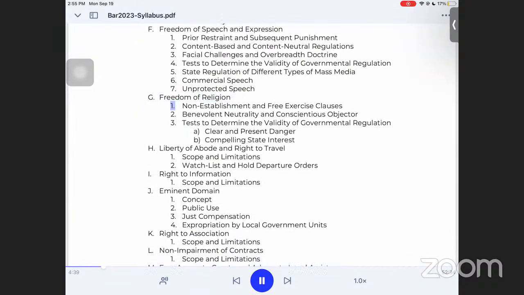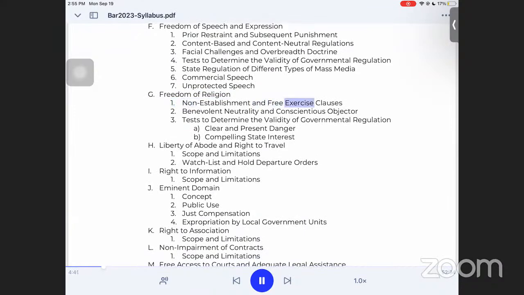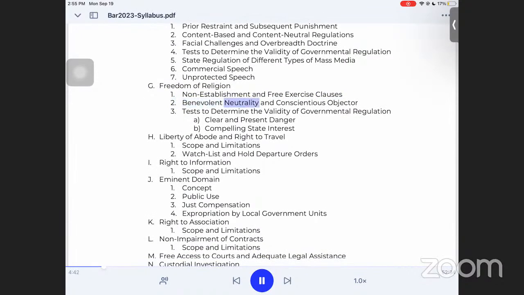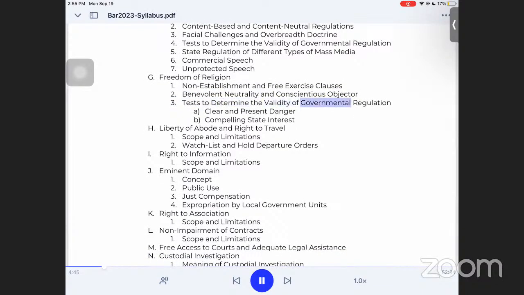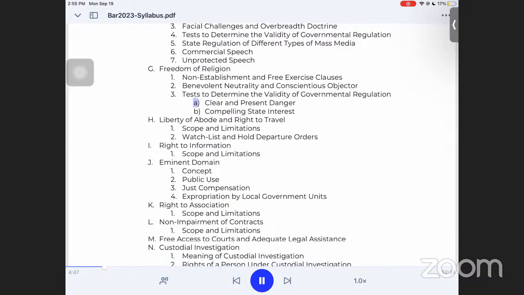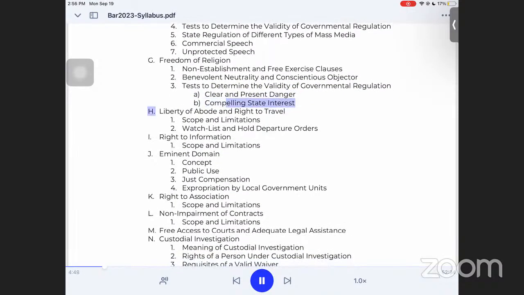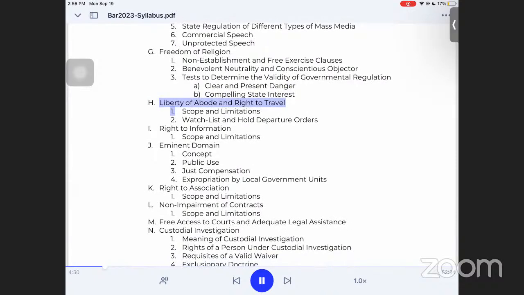G. Freedom of religion. 1. Non-establishment and free exercise clauses. 2. Benevolent neutrality and conscientious objector. 3. Tests to determine the validity of governmental regulation. A. Clear and present danger. B. Compelling state interest. H. Liberty of abode and of travel. 1.